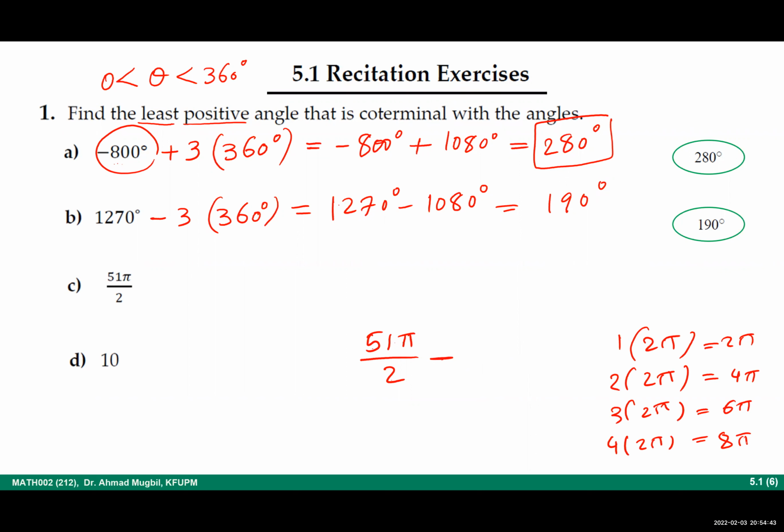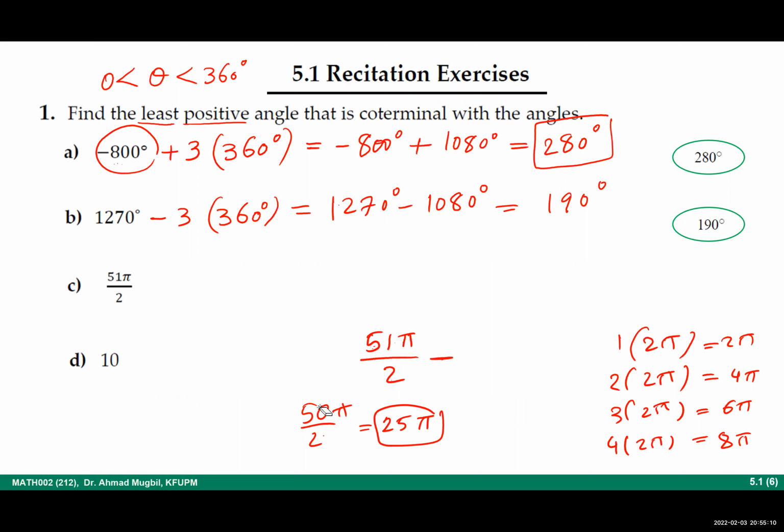So to find the closest even number to this, you need to think about 51. What is the number that is smaller than 51 and even? It is 50. But 50 pi, if you divide it by 2 pi, you will get 25. 25 pi, this is not a multiple of 2 pi, because the multiples of 2 pi, all of them are even.